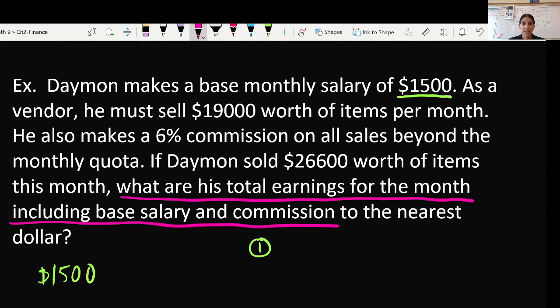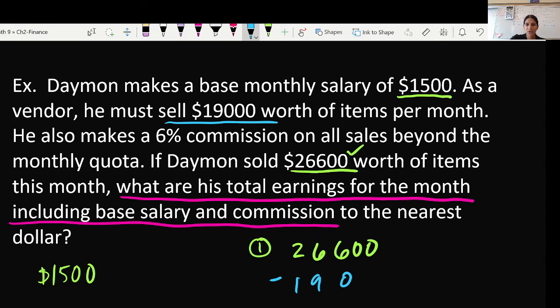So, it says, if Damon sold $26,600 worth of items this month, so I'm going to write that here, and I'm going to check that off. It says he must sell $19,000 worth of items per month. He makes a 6% commission on all sales beyond the monthly quota. So if his monthly quota is $19,000, we want to subtract this away from the total amount that he sold.